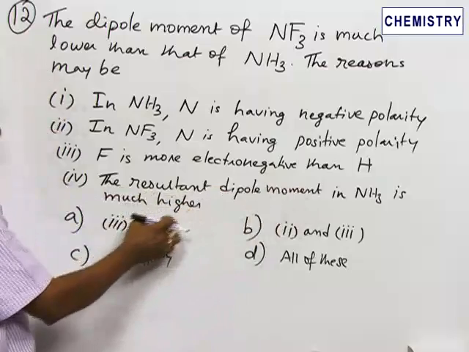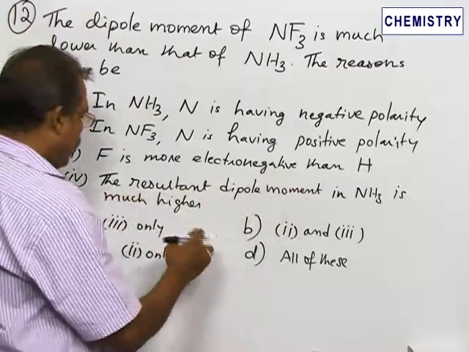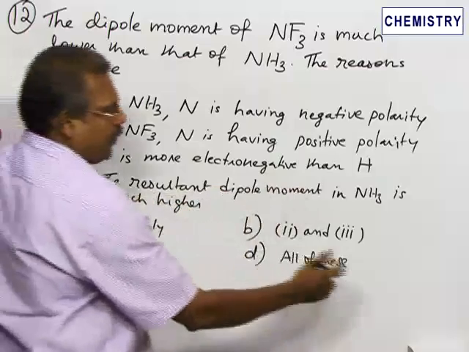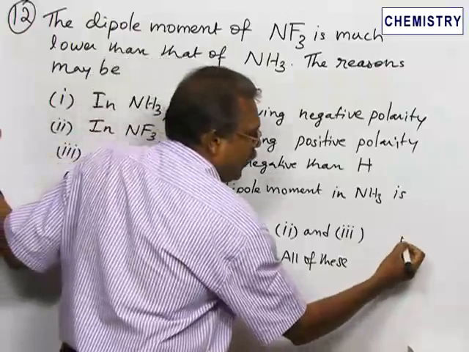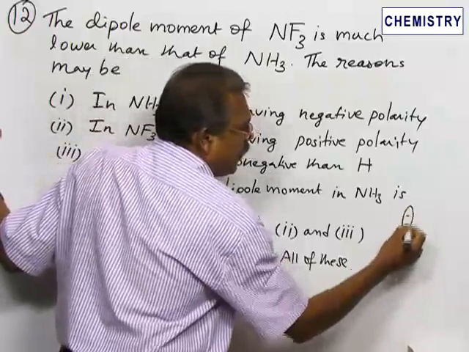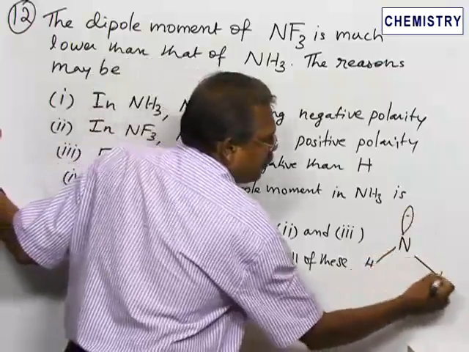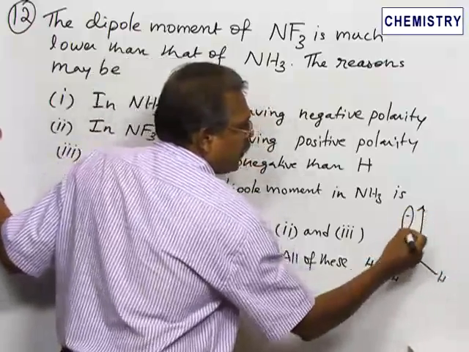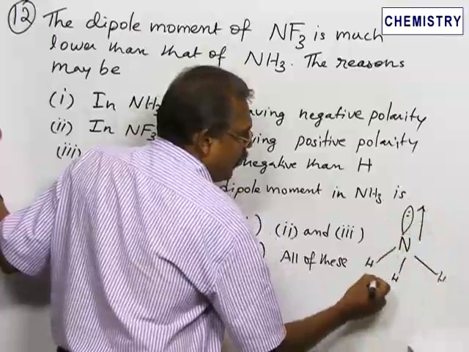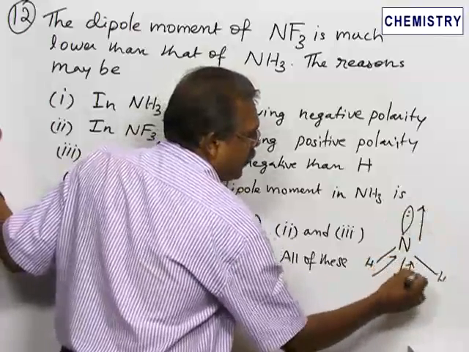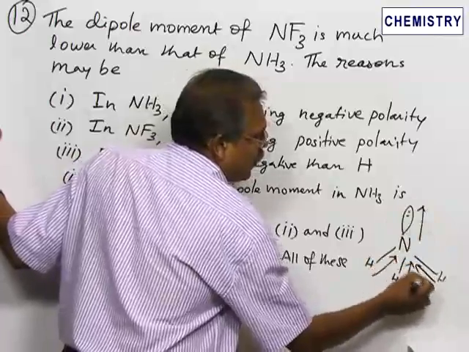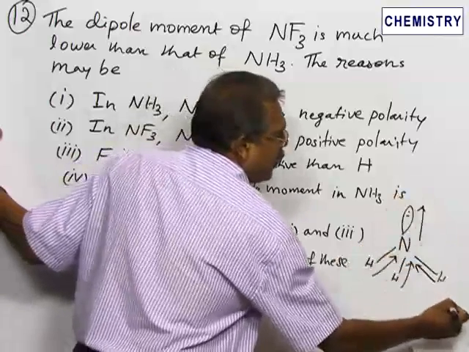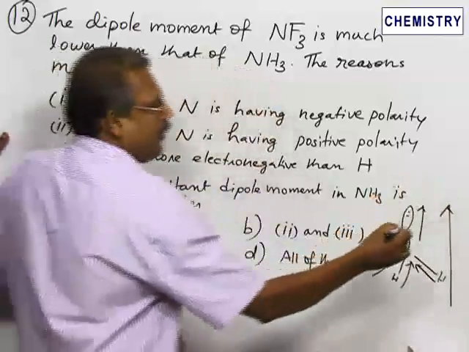Much higher is given. And if you analyze that statement alone, then we can go for all of this. For example, in NH3, the lone pair of electrons are here, and the three hydrogens, and dipole moment acts. This is for the lone pair of electrons, and for hydrogen to nitrogen, dipole moment starts. So all are in one direction. Therefore, the net dipole moment is very high.